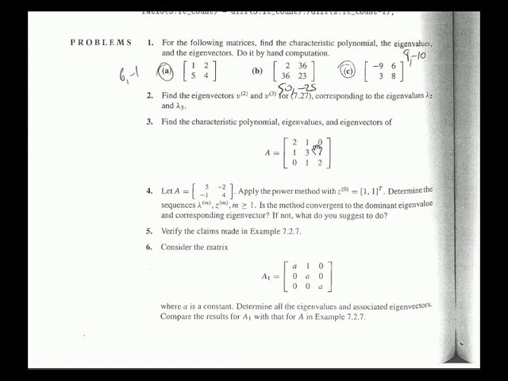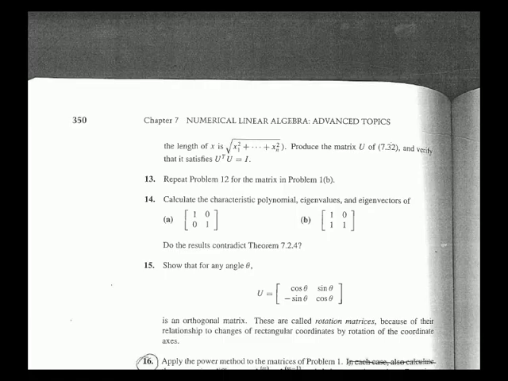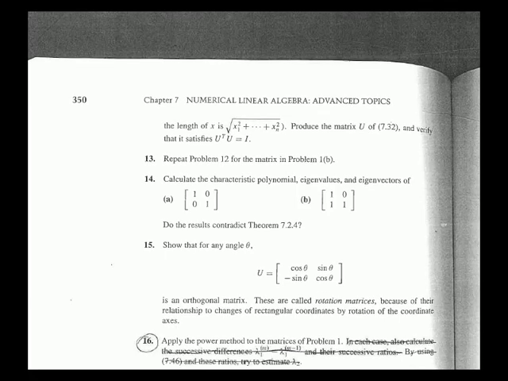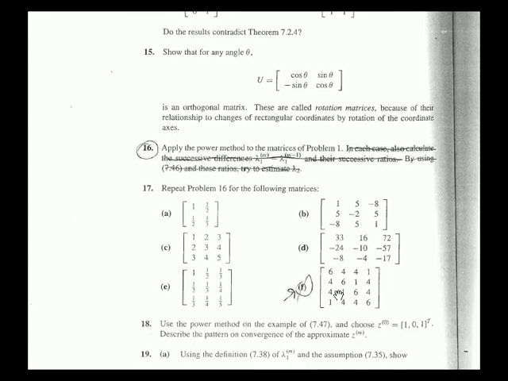Okay, this is the problem I just did. You're supposed to apply the power method to a couple of matrices, one of which has its largest eigenvalue just barely larger than the second largest, so it converges slowly. That's problem 16. And I believe you're also supposed to find the eigenvalues of this 4 by 4 matrix using the power method.